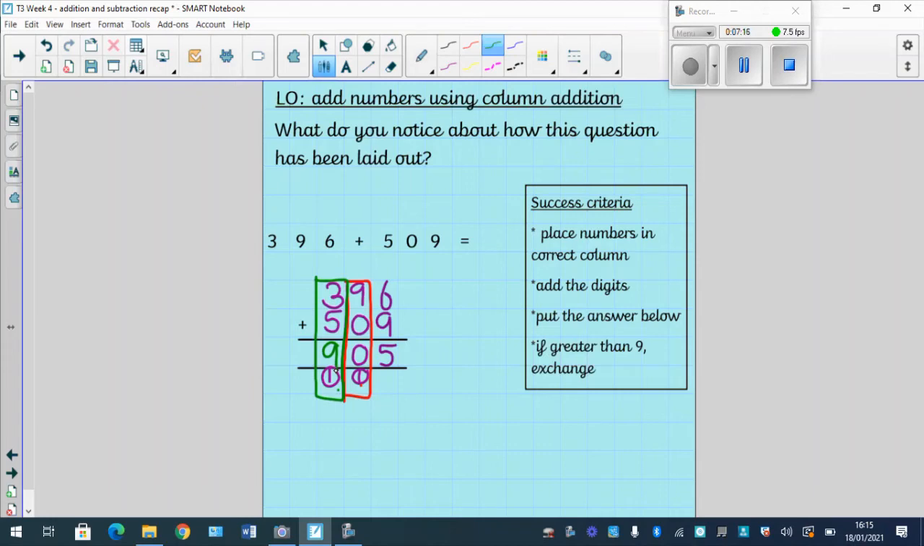I've lined up my digits in hundreds, tens and ones. I've started adding with my ones column. If the answer is greater than 9, we need to exchange. Okay, so again, 9 add 6 is 15. We take the 5 of the 15, pop it in the ones column, and then we exchange the 10 and put it in the tens column below. And making sure that we add it on afterwards.